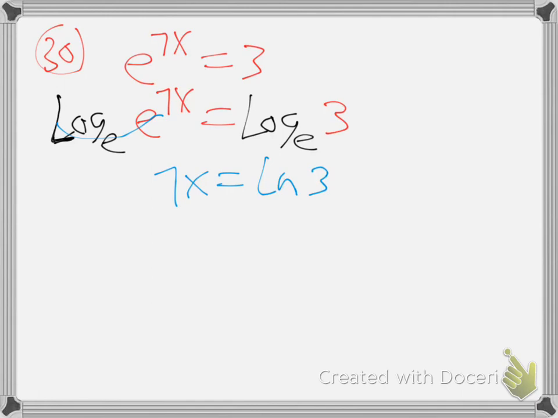Anyway, now that the x is out of the power, it's easy to solve. What do we do now? You could do this years ago. How do you solve for x now? Just divide by the 7. Boom. There we go. Now, they don't want a decimal. They want just that right there.